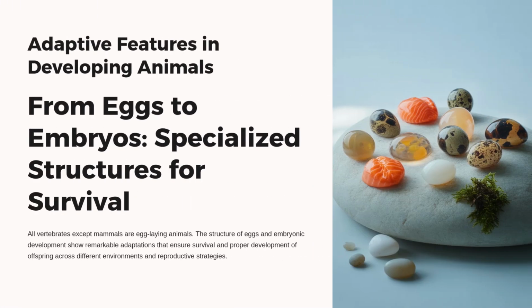Adaptive features in developing animals. From eggs to embryos, specialized structures for survival. All vertebrates except mammals are egg-laying animals. The structure of eggs and embryonic development show remarkable adaptations that ensure survival and proper development of offspring across different environments and reproductive strategies.